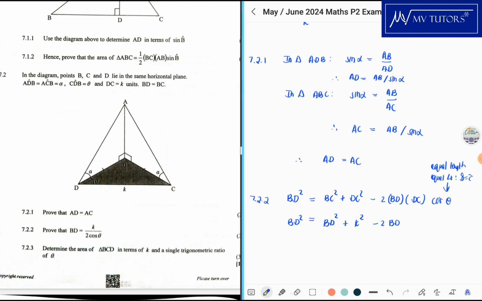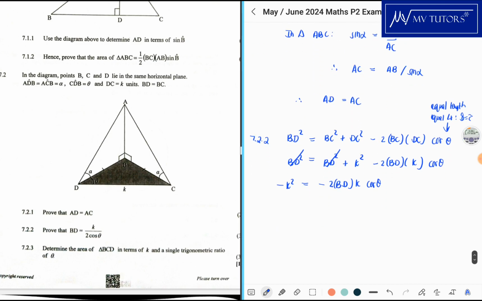I see I already wrote BD there. I should have said BC. Okay, so 2 times BD times K, and then we have cos theta. The BD squares will cancel, so I'm going to take negative K squared to the other side. And I have negative 2 BD times K cos theta. All right, I'm trying to write all of this in terms of BD.